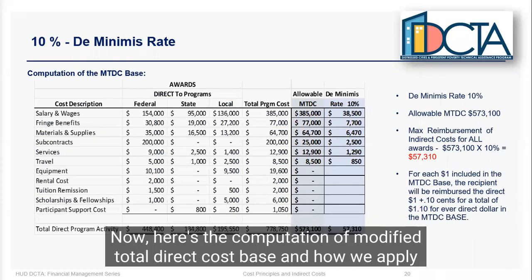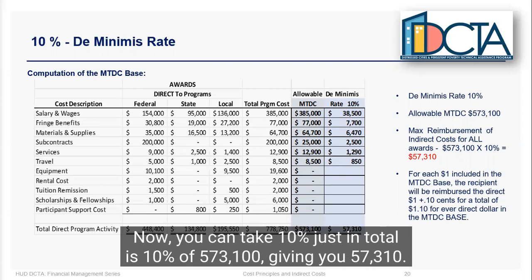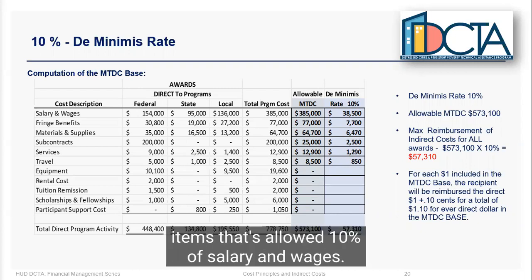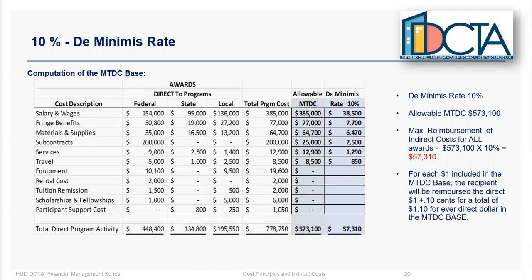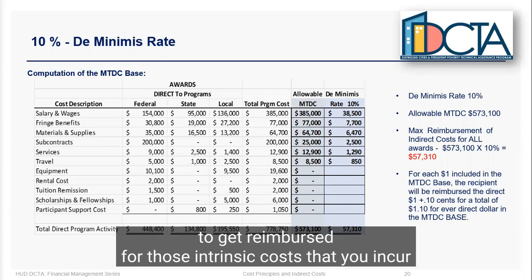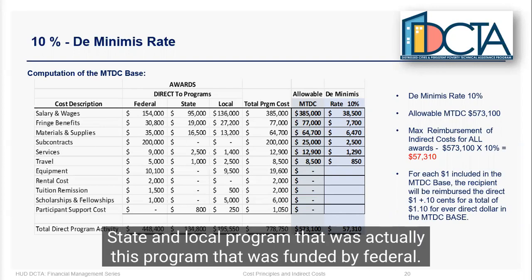Now here's the computation of modified total direct cost base and how we apply the 10% to the allowable modified total direct cost base. Now you can take 10% just in total, it's 10% of $573,100, give you $57,310, or you can take 10% times each of the line items that's allowable, 10% of salary and wages, 10% of fringe benefits, 10% of material and supplies, still going to come up with $57,310 as allowable indirect costs that you're going to get reimbursed for those intrinsic costs that you incur in your organization that benefited this program that was funded by federal, state, and local dollars.